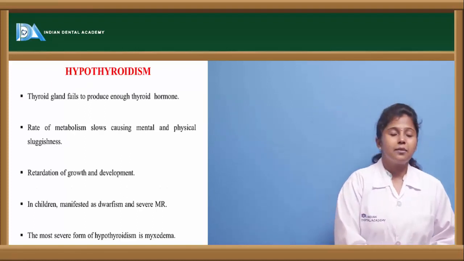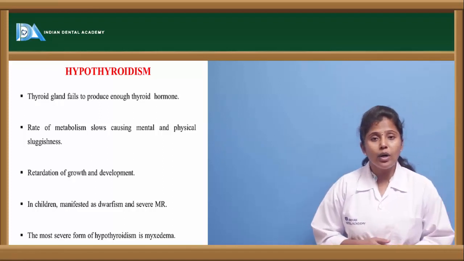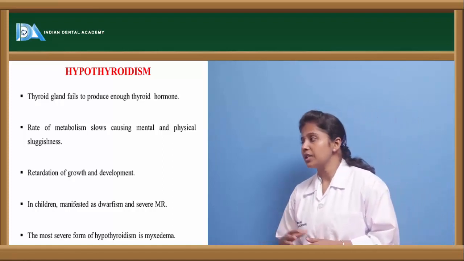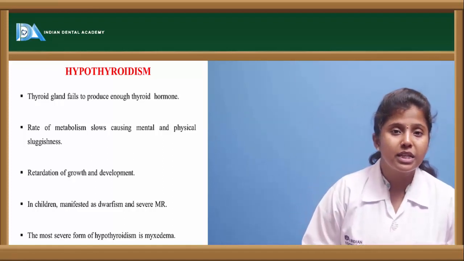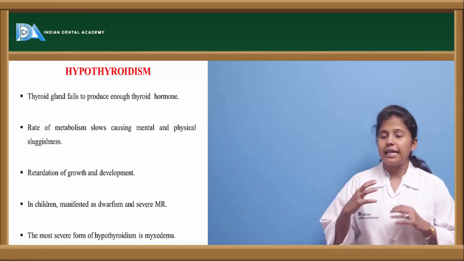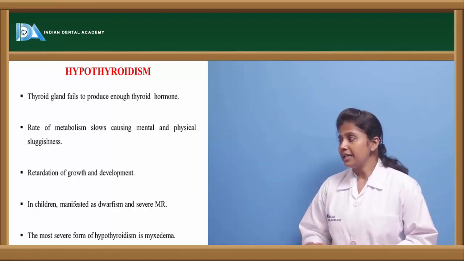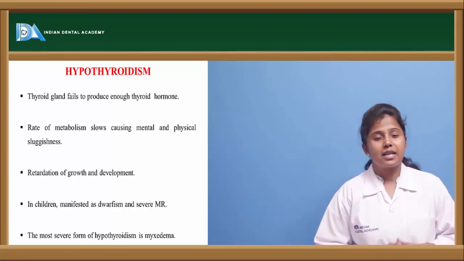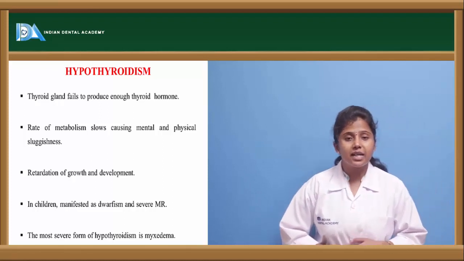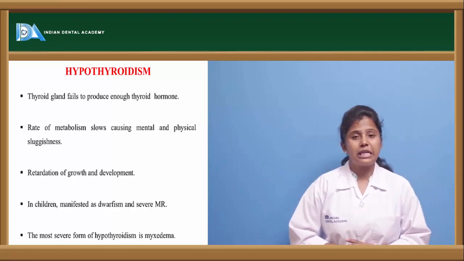Now let us see hypothyroidism. So what is hypothyroidism? It is a condition where a lower amount of thyroid hormone secretion is observed. Here the thyroid gland fails to produce enough thyroid hormone. Once the thyroid hormone is secreted in lower amounts, it causes low metabolic reactions, and thereby it causes mental and physical sluggishness. Once the metabolic rate gets slowed down, the person becomes fatigued and weak and becomes lazy, and it causes retardation of growth and development.